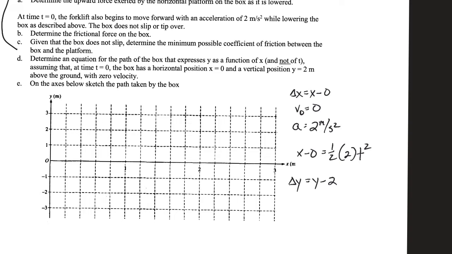The initial y velocity is 0. The acceleration is downwards at 1.5 meters per second squared. That means y minus 2 equals 1/2 times negative 1.5 t squared.